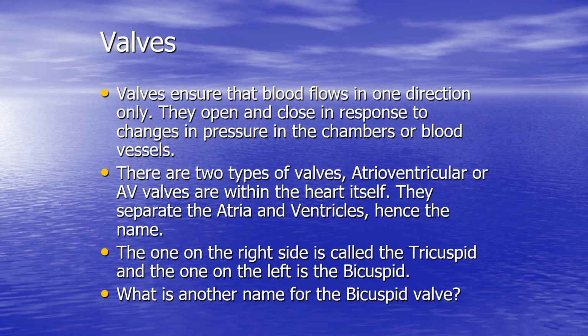The one on the right side is called the tricuspid valve. Now, how would you remember that? TRI for tricuspid, and RIGHT spells right. Therefore, the tricuspid is on the right side. The bicuspid valve is on the left side of the heart. Another name for the bicuspid valve is the mitral valve. Actually, clinically, the bicuspid valve is always called the mitral valve.